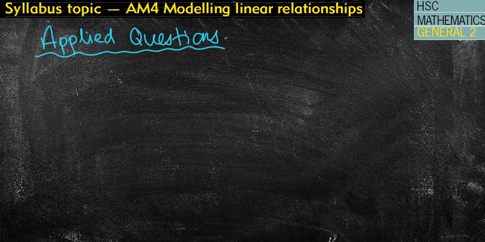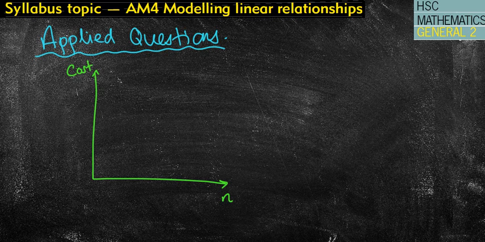Hey guys, welcome to today's lesson, the third lesson in the series on modelling linear relationships for the General 2 HSC course. Today we're looking at applied questions. You're going to get questions where instead of having x and y axes, you might have different letters on them. For example, you could have N for the number of months, you could have C for cost.